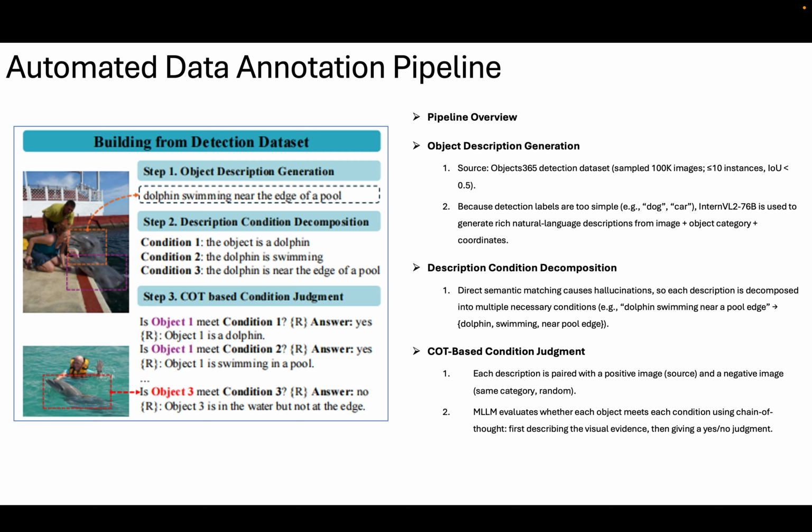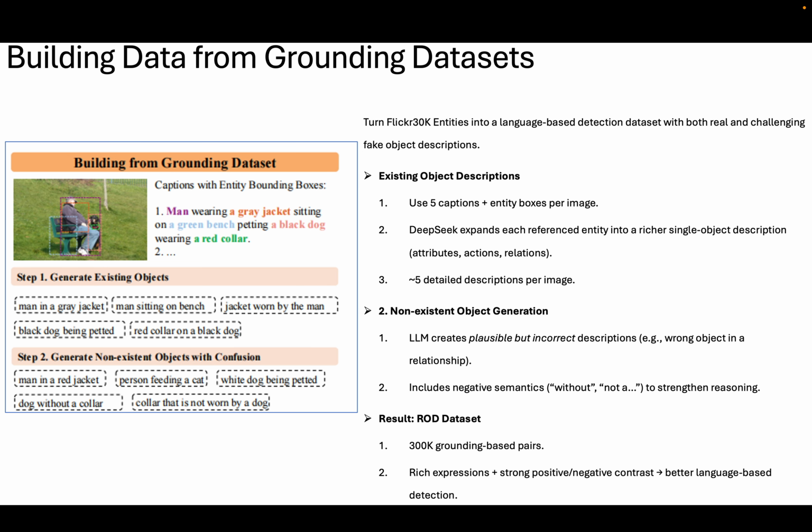So the authors use InternVL, 76 billion parameters, to turn each object into a full natural language description that includes the object, its action, and its surroundings. So basically we only had an object with a name, now we have an object with several pieces of info about that specific object. And then this is another part, building a dataset from a grounding dataset, using grounding datasets like Flickr30k, with 30,000 entities. These datasets already include captions and bounding boxes, which makes them great starting points.